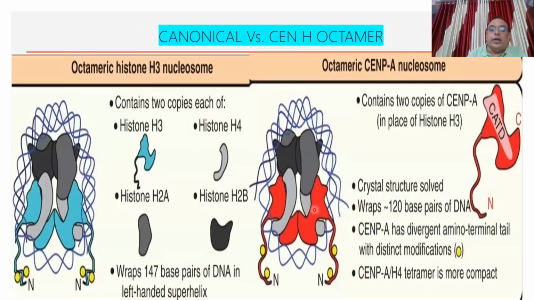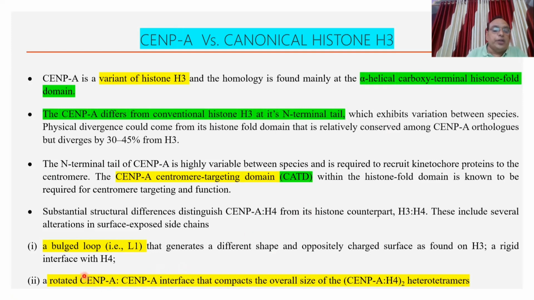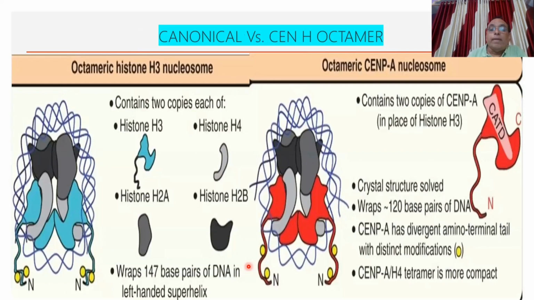I said earlier that the interaction between the centromeric histone, that is CNP-A, and H4 is more compact. It leads to the compaction of the histone core, and this compaction is facilitated by this bulge loop, and this compaction will lead to a decrease in the size of the centromeric nucleosome. Since it is arranged more compactly, it will lead to the decrease in the size of the centromeric nucleosome. So I think I'm quite clear, and I have reached you regarding all these points. And I think there is no gray area.